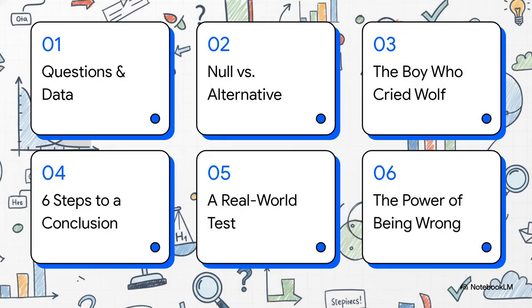All right, here's our game plan for today. First, we'll look at the kind of questions that need a data detective. Then, we'll meet the main suspects in any statistical investigation. We'll also talk about the risks of getting it wrong before we walk through the entire six-step process, from the first clue all the way to the final verdict.